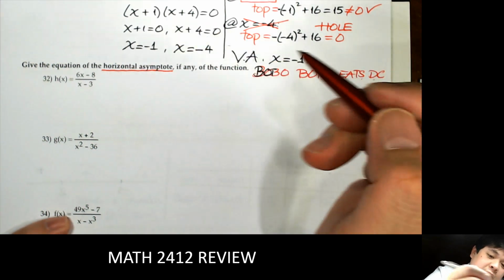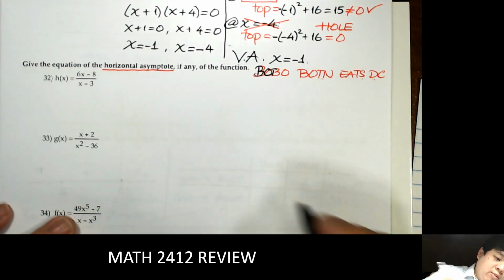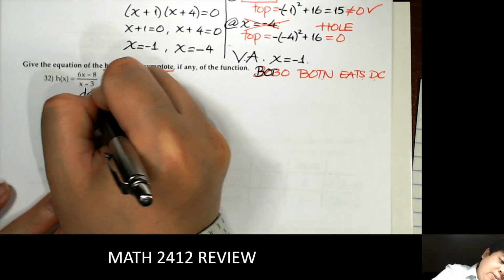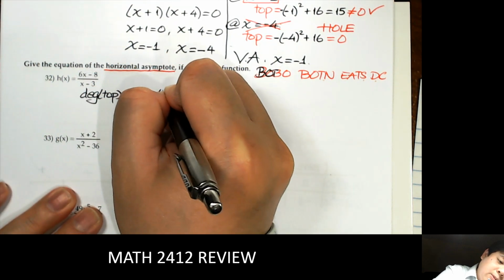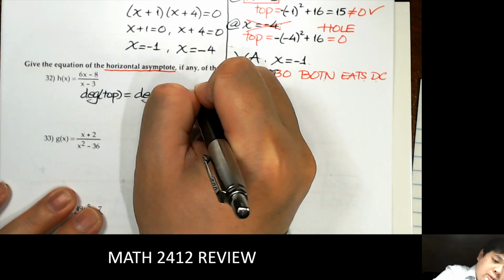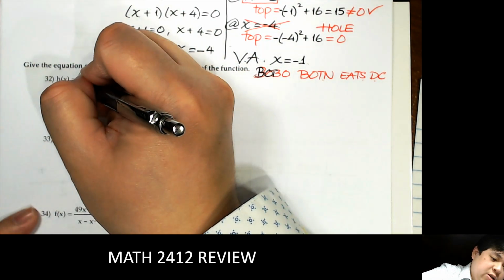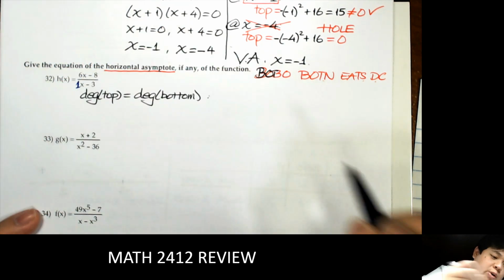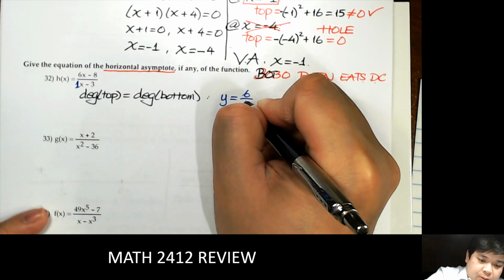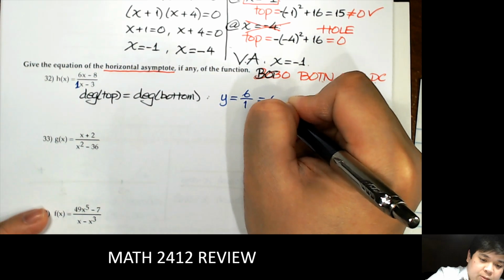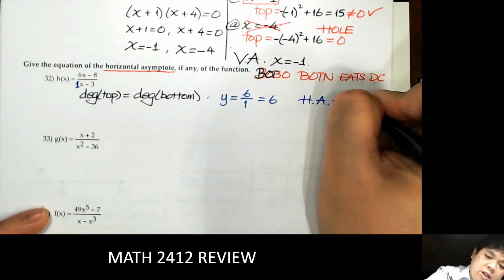So on this one, degree on top equal to degree at the bottom, in which case we just divide the leading coefficients. So 6 over 1, which is 6. So the horizontal asymptote, y equal to 6.